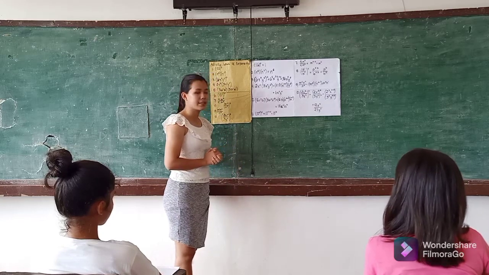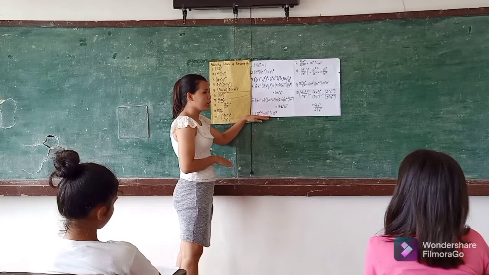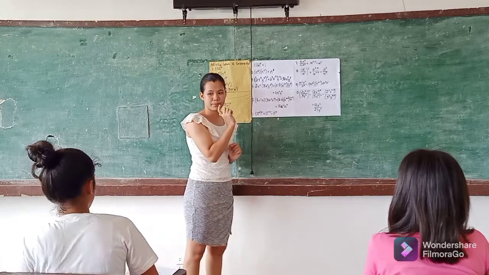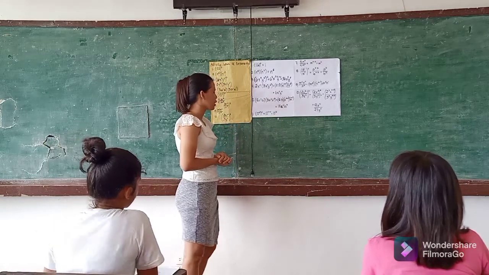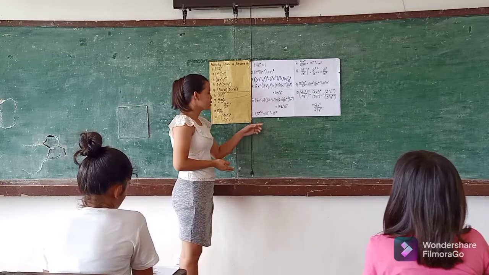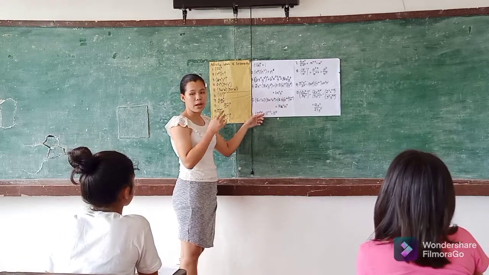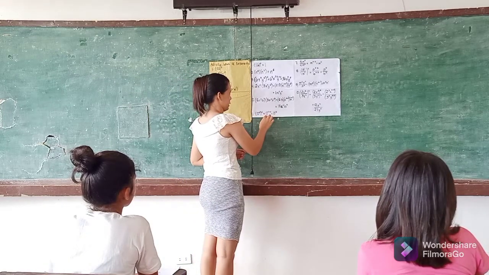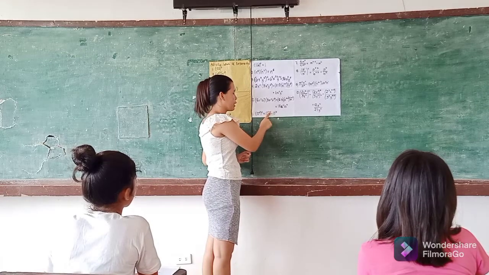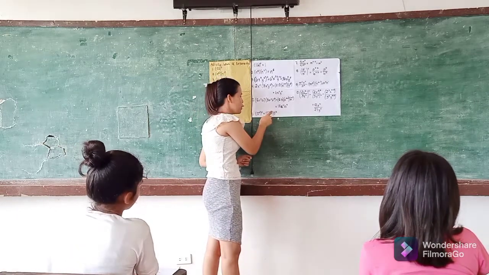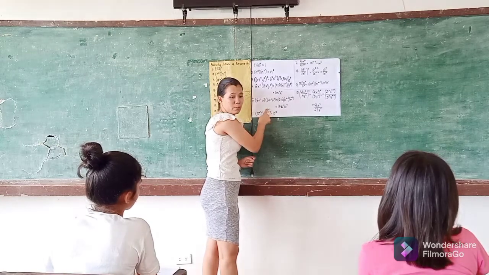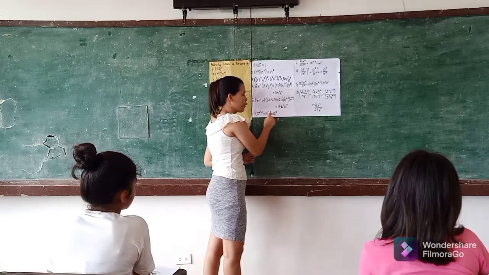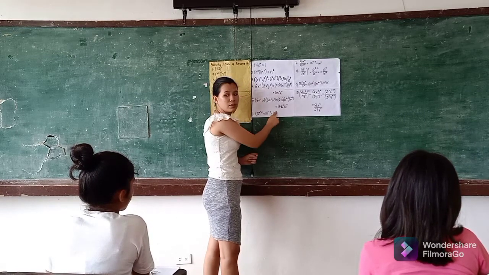Okay, next, number 6. Ano kaya yung applicable na law dito? Power of a power. Okay, very good. Power of a power. So the quantity of 10 raised to 3, raised to 4 is equals to 10 raised to 3 times 4. So if we're going to give the answer, yung exponent lang naman natin yung i-multiply po. So is equals to 10 raised to 3 times 4 is 12, so 10 raised to 12.